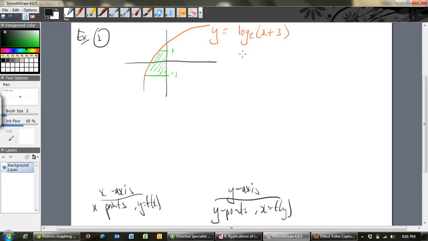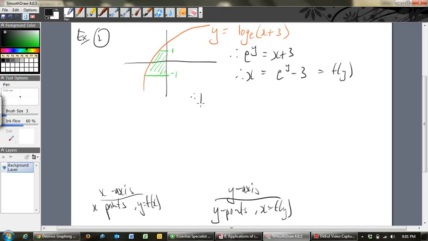So for this case, we want x to be a function of y. So what we need to do is rearrange this. So let's go and do that. So firstly, get rid of this log base e. How do we do that? We raise to the power e. So therefore, e to the power y equals x plus 3. Therefore, x equals e to the y minus 3. And that is our function of y. Okay, so there's our function of y.